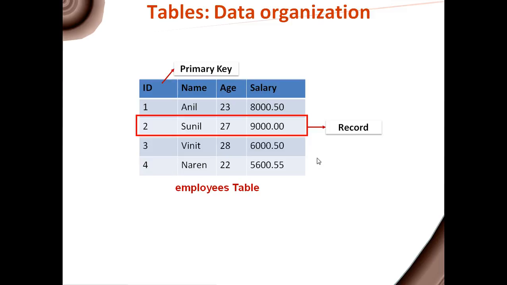Then ID is called the primary key. Using this primary key we can do various operations on the tables. In general these are called fields. For example name, age and salary are the different fields of the table. So this is just a quick recap of what a table means. Now let's get into the details about JDBC.